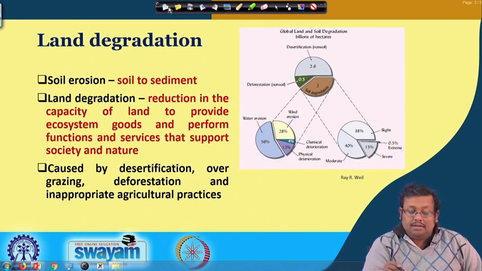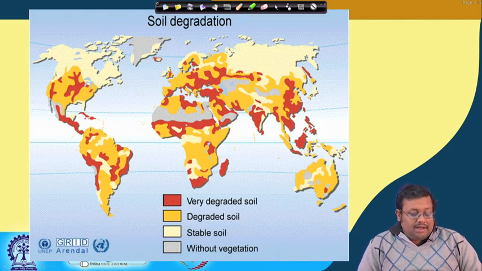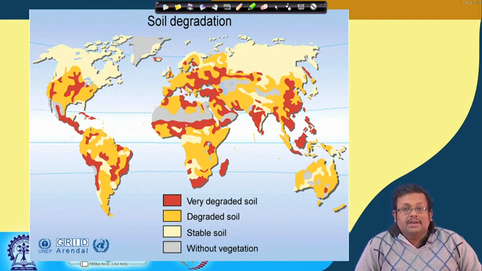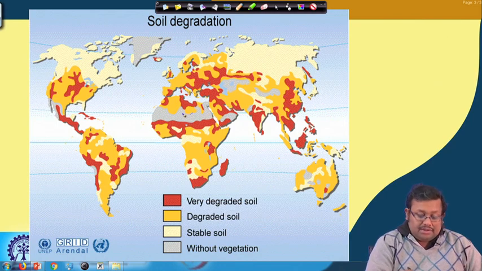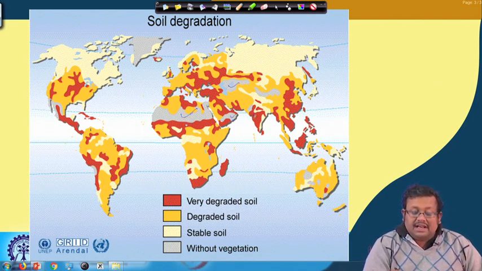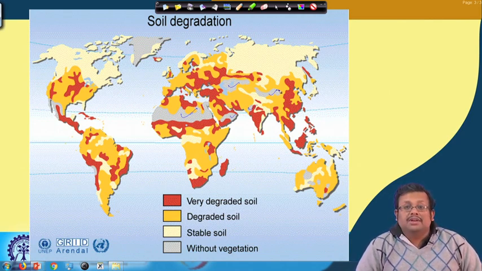Let us go ahead and see the other trends of soil degradation. This shows the different worldwide scenario of soil degradation. You can see that the red patches show the very degraded soil, the yellow patches show the degraded soil, whereas the white patches are stable soil, and the other parts of these areas are the soils without vegetation. So, these are representing different types of desert areas. You can see the worldwide scenario of soil degradation. Obviously, the very degraded soils are distributed throughout the world.